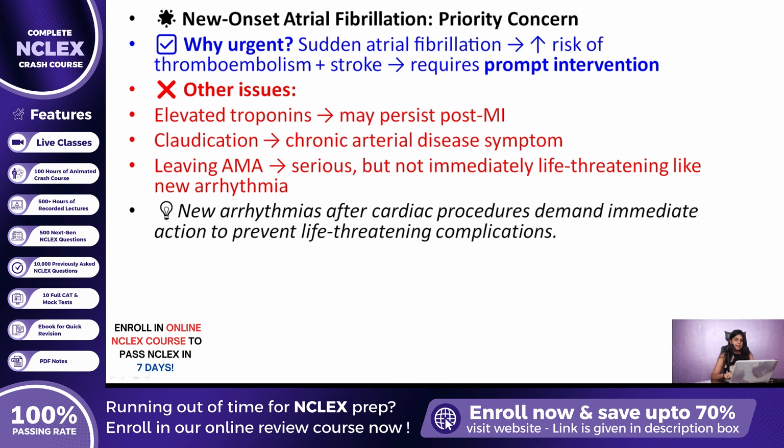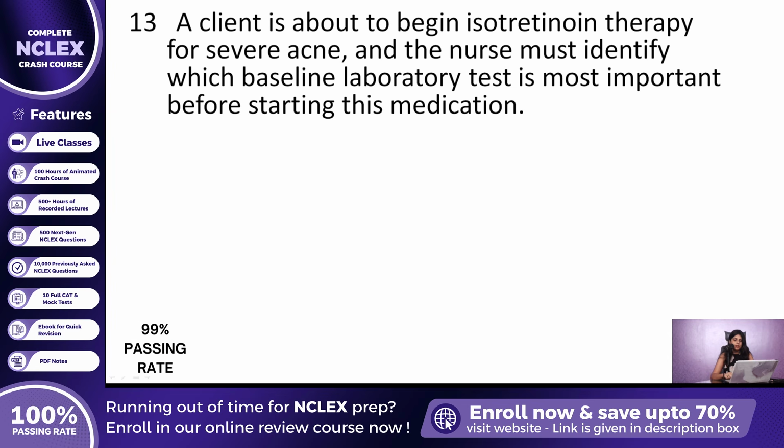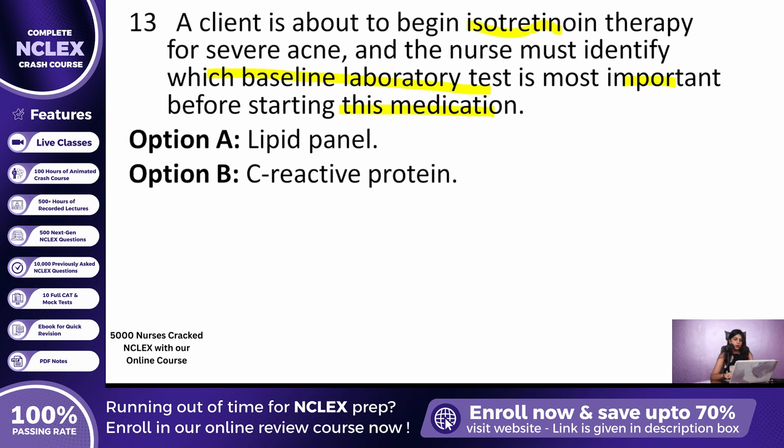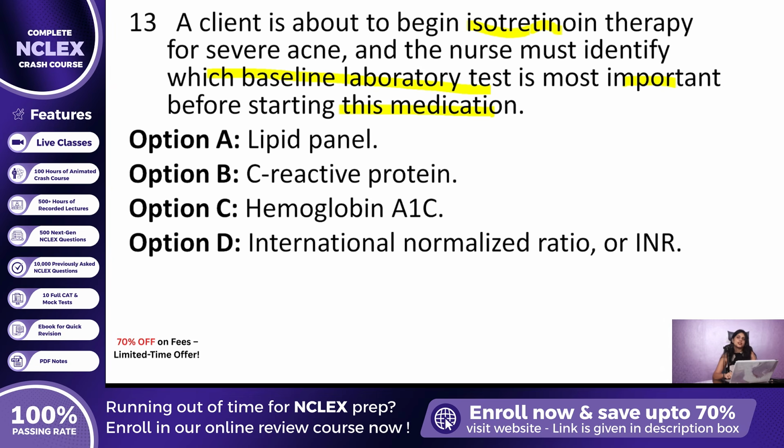Question 13. Next, let us look at a pharmacology question concerning acne treatment. A client is about to begin isotretinoin therapy for severe acne, and the nurse must identify which baseline laboratory test is most important before starting this medication. The options are as follows. Option A, lipid panel. Option B, C-reactive protein. Option C, hemoglobin A1C. Option D, international normalized ratio, or INR. The correct answer is Option A, lipid panel.